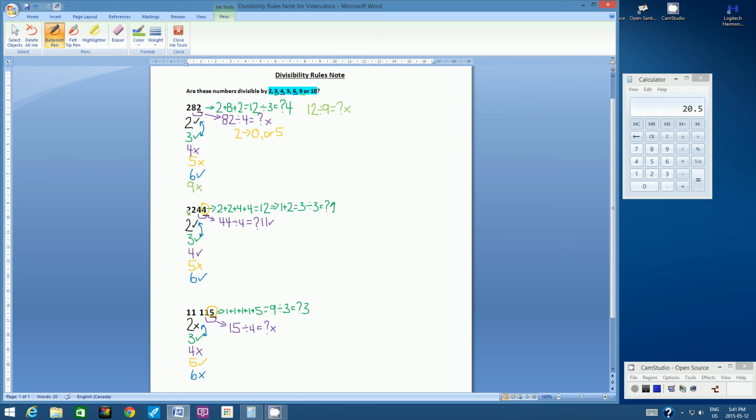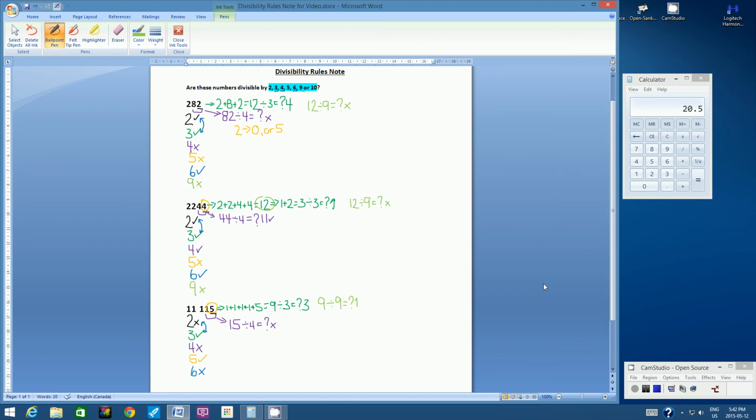Okay? We've taken the sum of this number. 2 plus 2 plus 4 plus 4, where was it? It's right here. 12. Is 12 divisible by 9? No, we just had that in the previous example. So this number is not divisible by 9. And what is the sum of our last number? Our last number, the sum was 9. Is 9 divisible by 9? Yes, it is. Okay, so we know that this number, the last number, 11,115, is divisible by 9. So we'll put 9 and then we'll put a big check mark here.